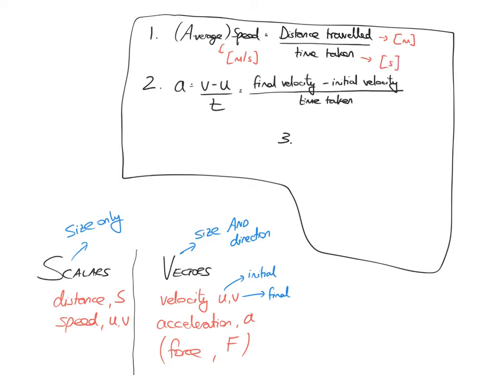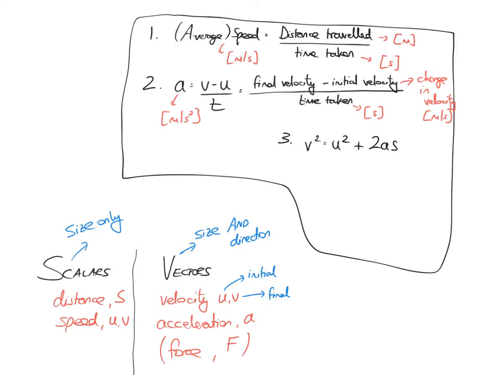Number 2, a equals v minus u over t, where v minus u is the final velocity minus the initial velocity, also known as the change in velocity. That is in meters per second. You divide that by another seconds. So the unit of acceleration, as you know, is the meter per second squared.